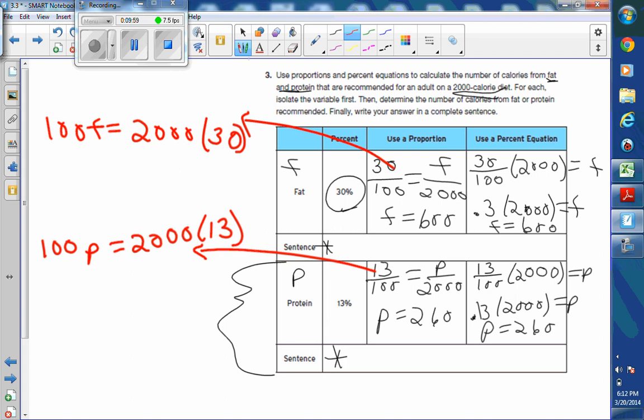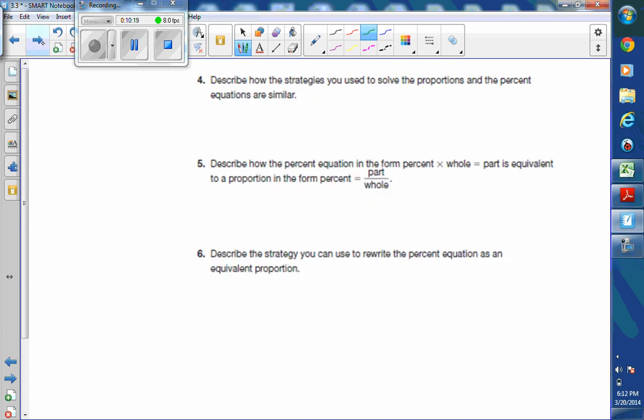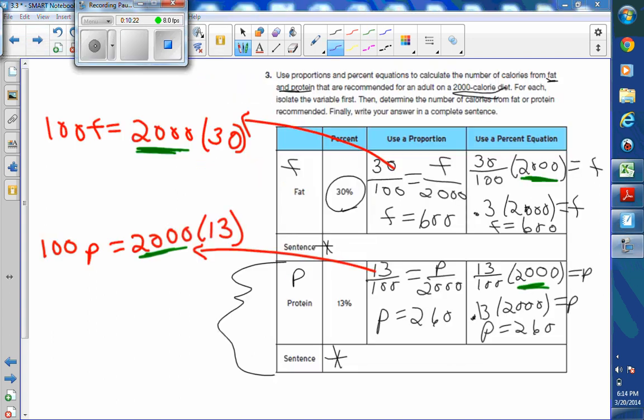Okay, so if you look at these equations, you can see in the proportion equations, when you're solving the proportion, you're multiplying by 2,000. And if you look at the percent equations, you're also multiplying by 2,000. So the strategies are similar there. So let's go back and write that down. So write down that similar strategy. Okay, so you multiplied the total amount by the percentages in each one, or you can also think of it as in decimal. So you're doing that in each one.